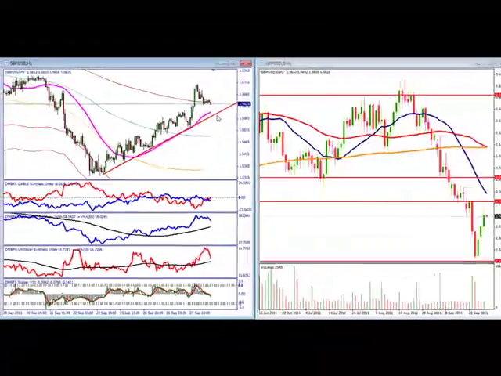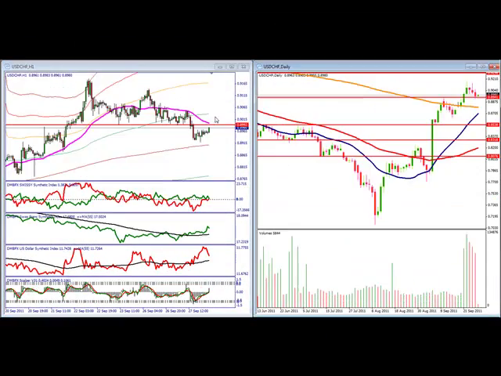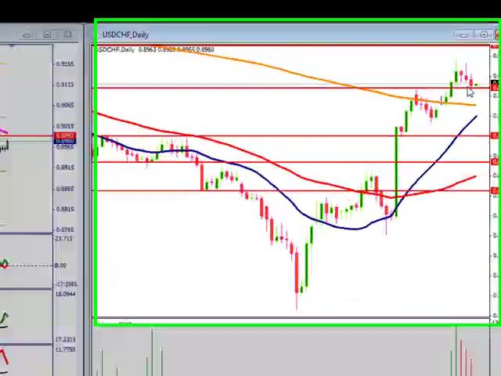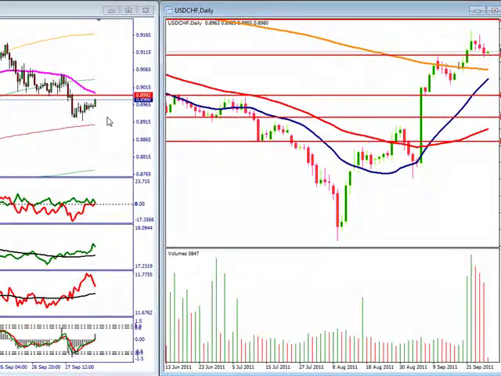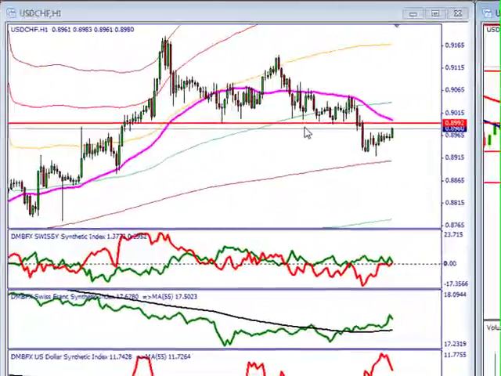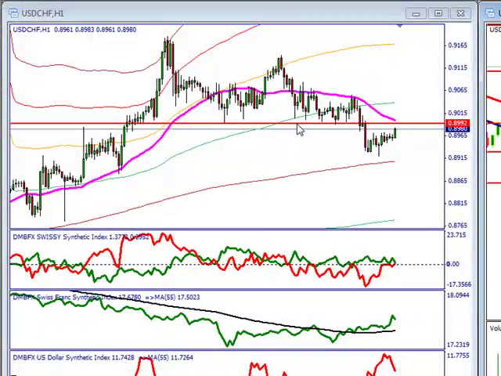Finally, we have the dollar franc. And on the daily here, we are testing that resistance or support now at 0.894. We'll see if we can hold up. We drew in on our 1 hour time frame a little horizontal line here at 0.899, and we did break it. So as we come back up, what was once support will probably become resistance. So it'll be interesting to see if we fall off of that.